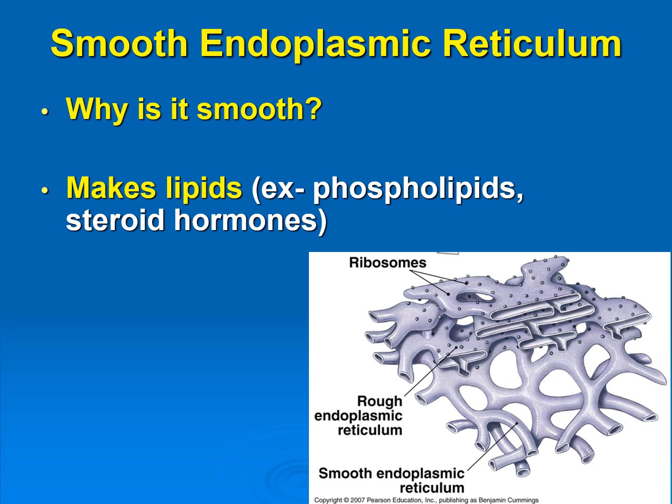Okay, and then our smooth ER, you can see that it's not bumpy and it's just smooth. And the reason that it's smooth is because it does not have ribosomes. And if it has no ribosomes, you know it's not making proteins. So its job is to make lipids. So it'll make things like phospholipids, maybe steroid hormones, things like that.